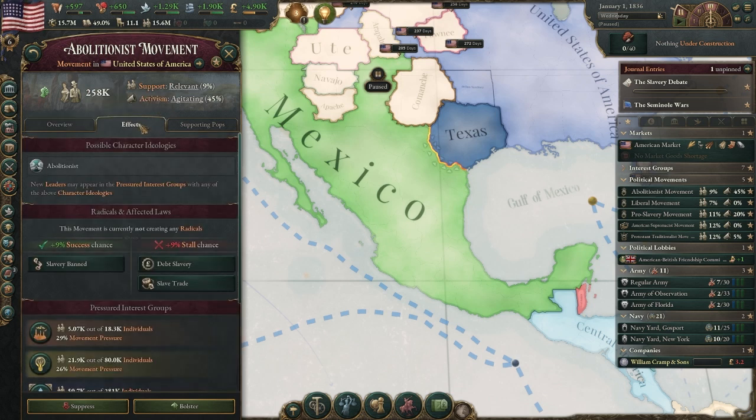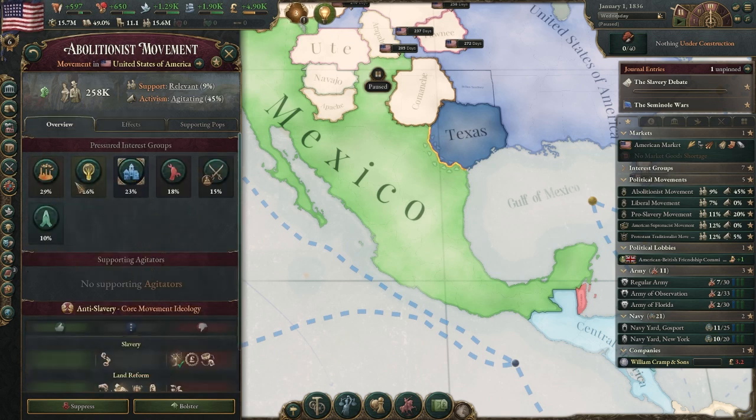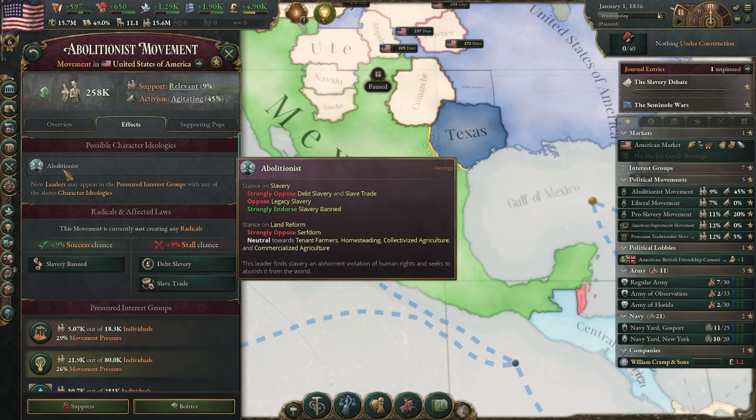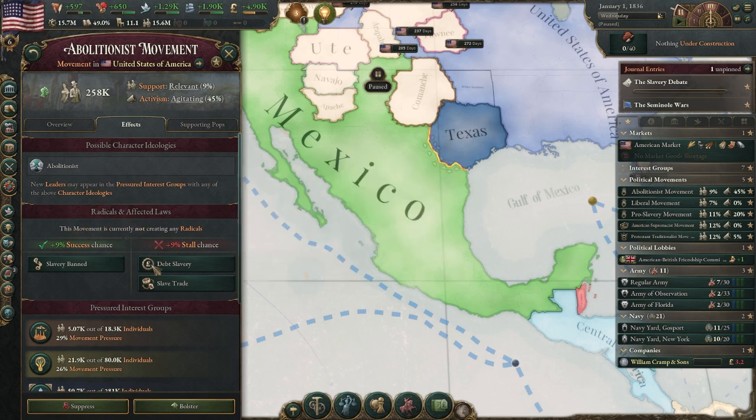If you click on the effects tab, you'll see a breakdown of how this movement is affecting your country. For instance, you'll see that any interest group that is pressured by the movement, so any interest group that appears on this overview tab, new leaders of that movement have a higher chance of gaining the abolitionist character trait. You'll also see how the movement will affect the passage of certain laws. So the abolitionist movement will give you an additional 9% to the success chance of slavery banned.